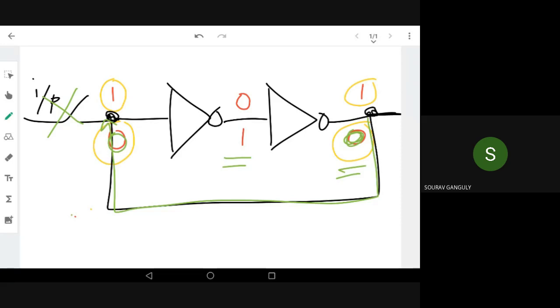So this is the circuit of SRAM: two inverters connected back to back. This is a memory element. So what happens here? I have feedback. That's the main thing.